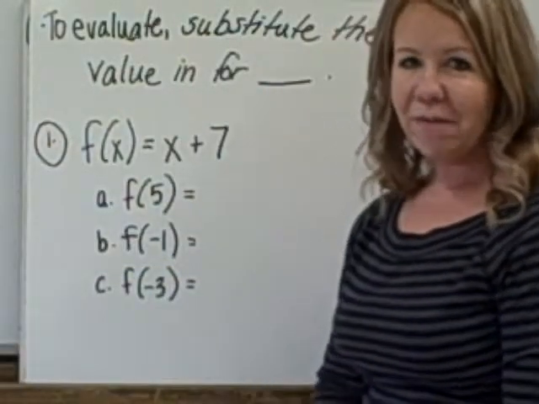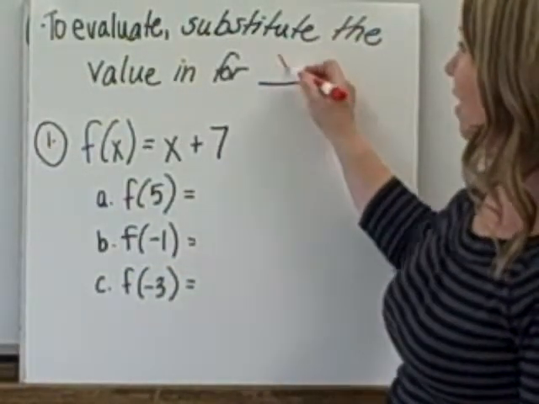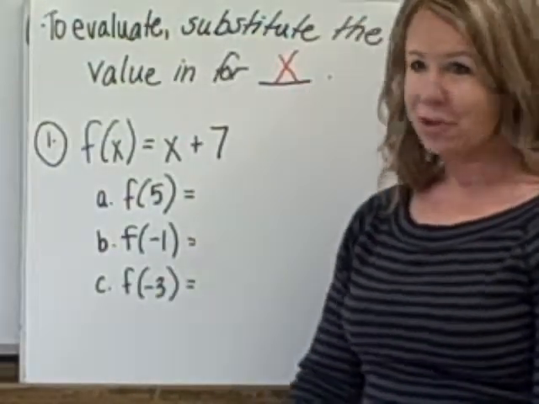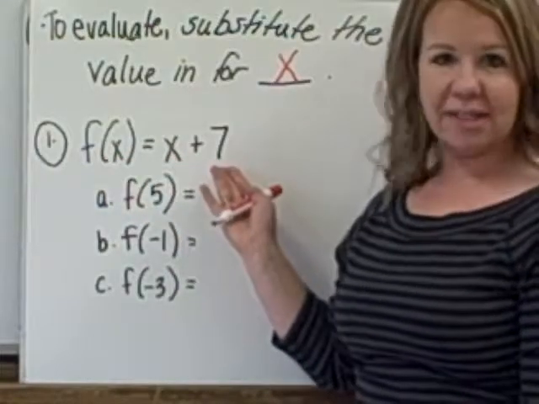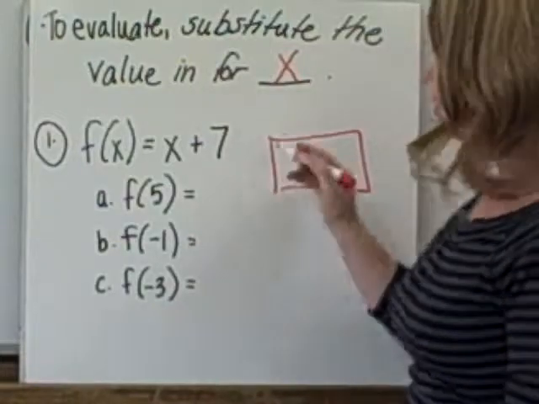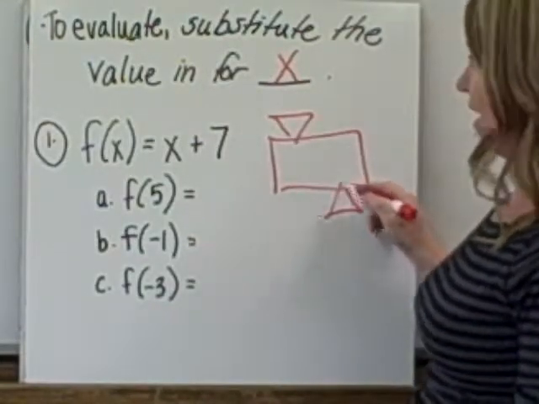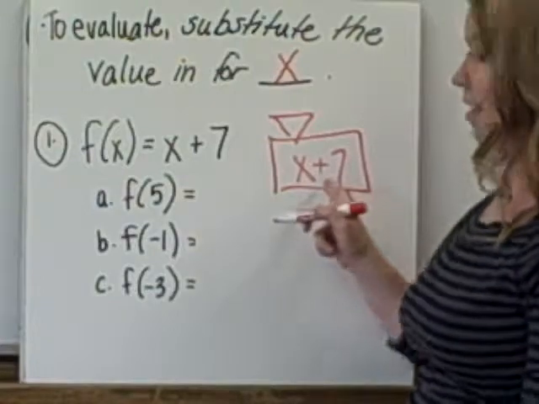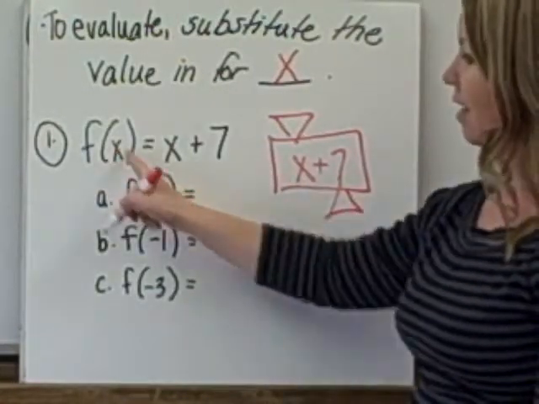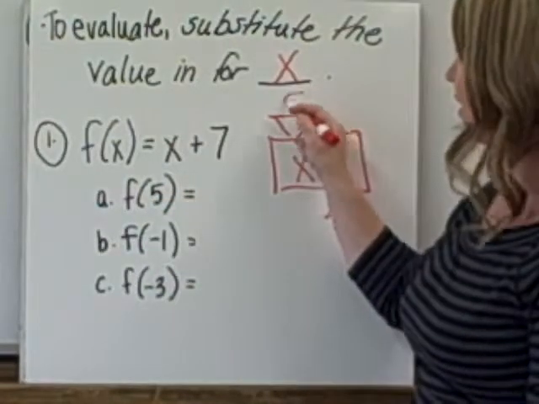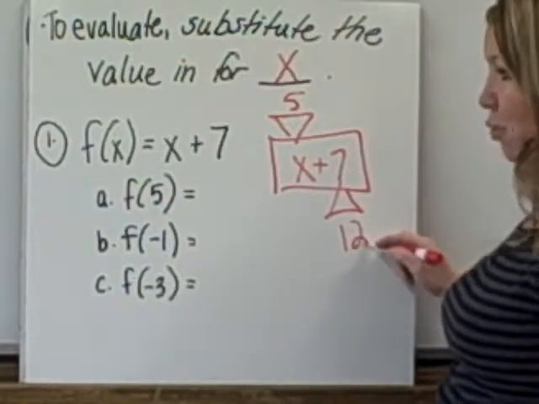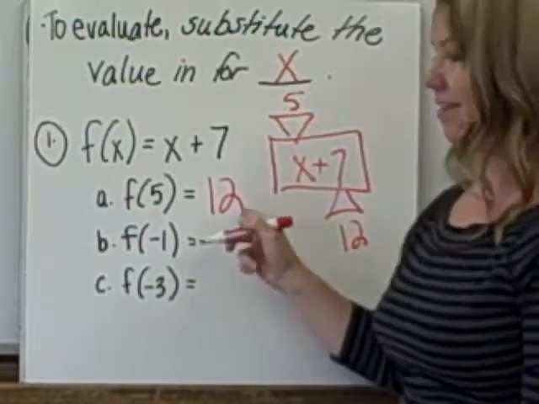When you evaluate a function, you substitute the value in for the x. So in number 1 on your guided note sheet, f of x equals x plus 7. If you were to think of it like in elementary school, your teacher maybe showed you a box, and this was the rule of the box, or the rule of the function machine, and we're putting the number 5 into the machine. 5 plus 7 equals 12, so our output is 12.